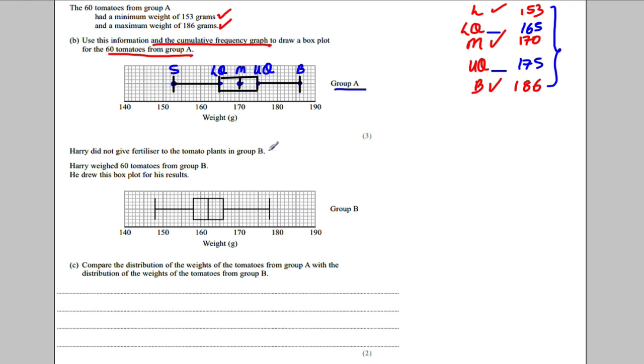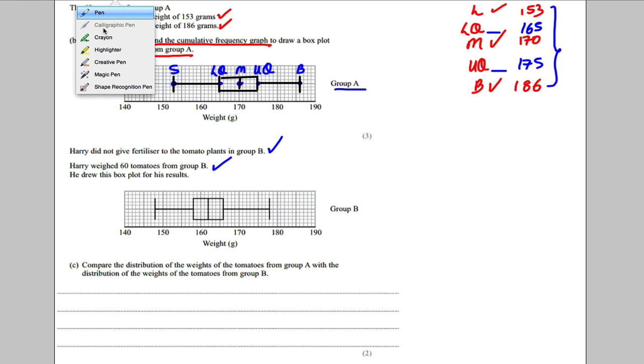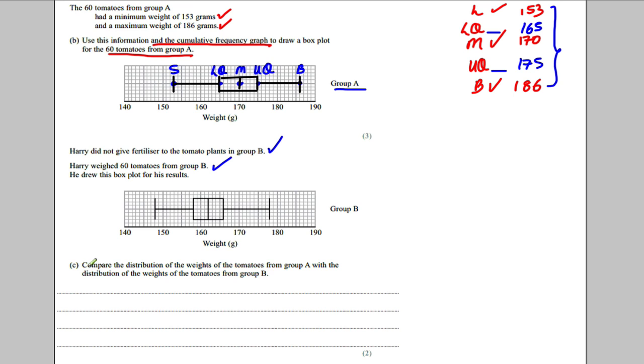Okay, Harry did not give a fertiliser to tomatoes in Group B. He weighed 60 tomatoes from Group B. Here are his results. Oh look, the same old question that I predicted. Compare the distribution of weights of tomatoes in Group A with the distribution from Group B. 2 things we must say.